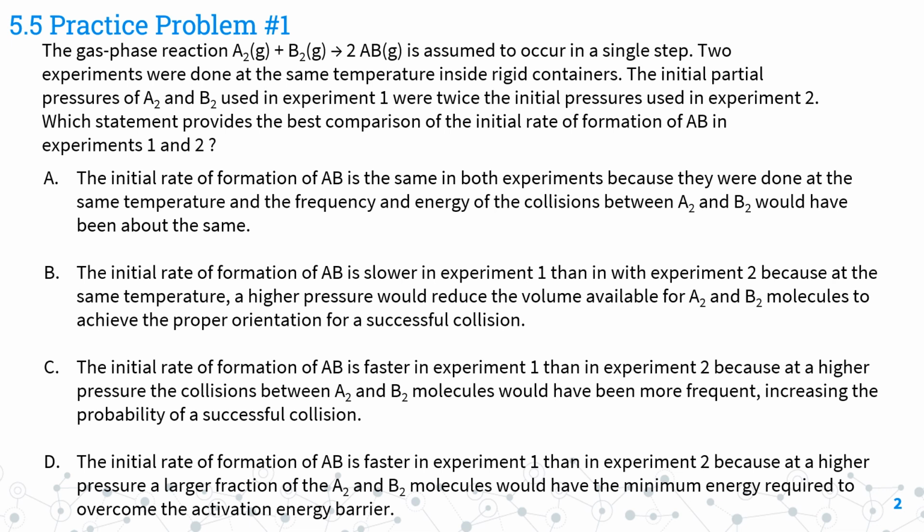So it says the gas phase reaction of A and B, giving me 2AB, is assumed to occur in a single step. The two experiments are done at the same temperature inside rigid containers. The initial partial pressure of A and B in experiment 1 is twice the initial pressure used in experiment 2. Which statement provides the best comparison of the initial rates of formation of AB in experiments 1 and 2?